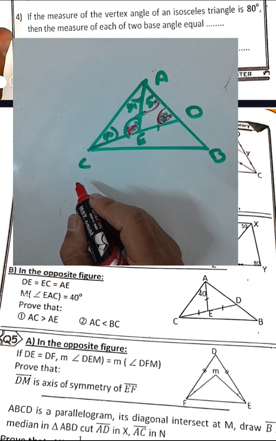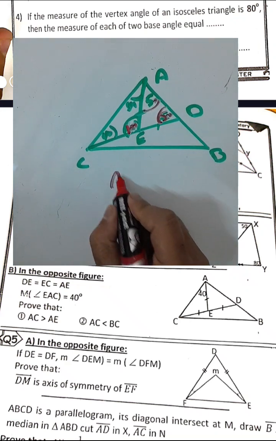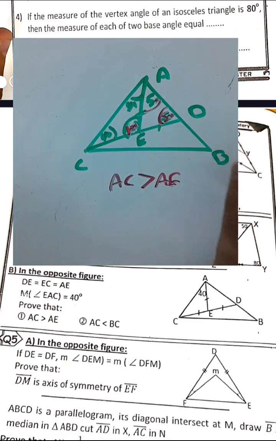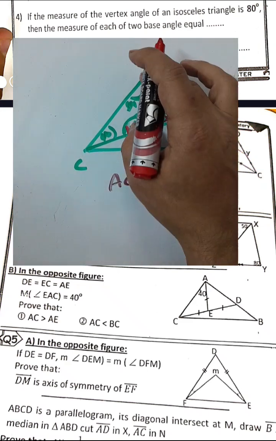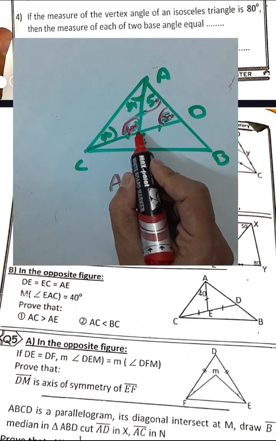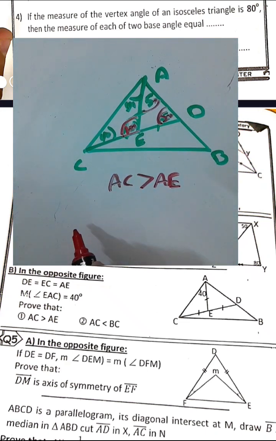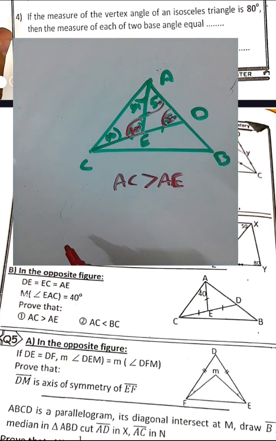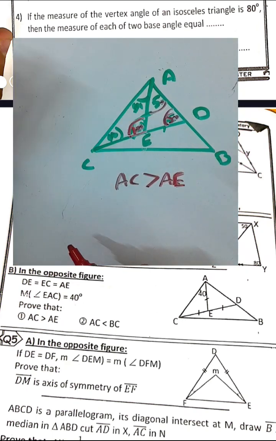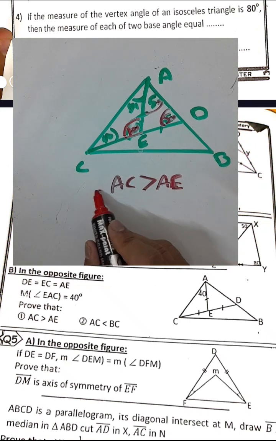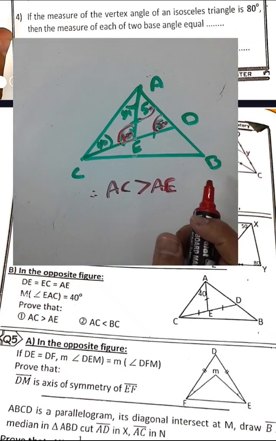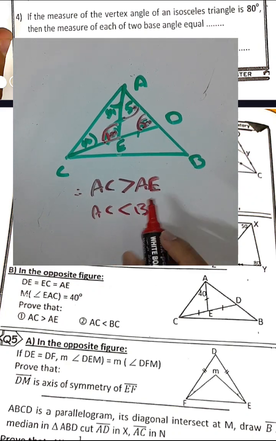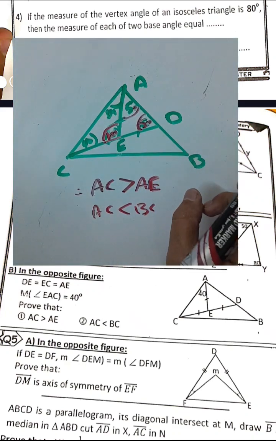And he wants us to prove that AC is greater than AE. How? AC greater than AE. Okay, we have here 100 degrees. AC is opposite this angle, 100 degrees, and AE is opposite 40 degrees. Then AC will be greater than AE. It's easy for you, okay? And next, you want to prove that AC is less than BC. AC less than BC here.